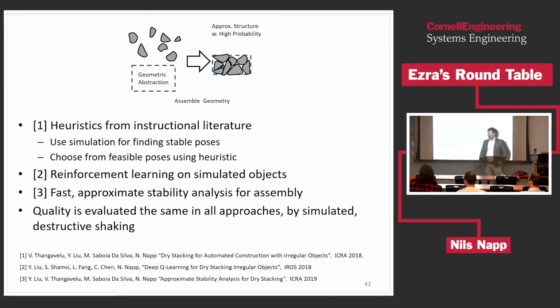Okay. Then we also tried reinforcement learning for this. It was deep Q learning at the time, with mixed success. And then we also tried to figure out, rather than using a full-blown physics simulator for figuring out stability, some approximations you can do if you assume a particular contact geometry, that come from vault building and architecture.